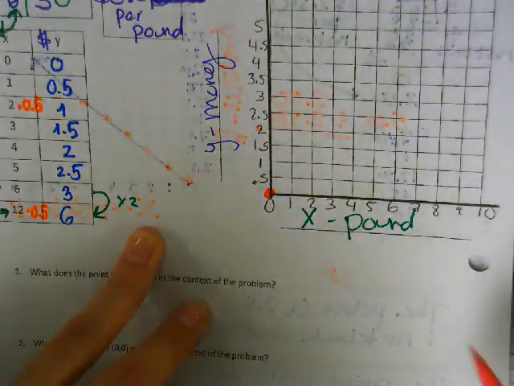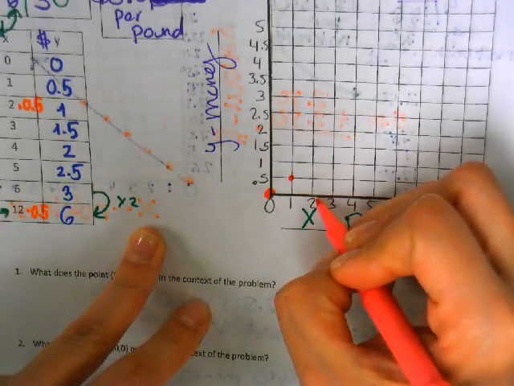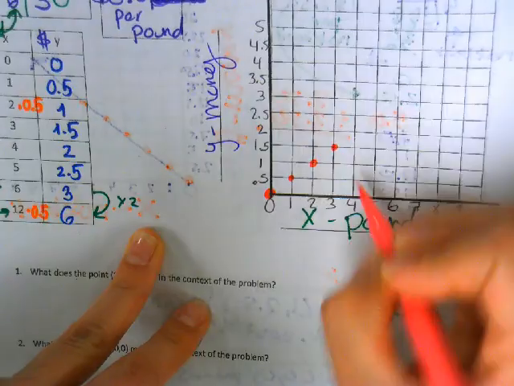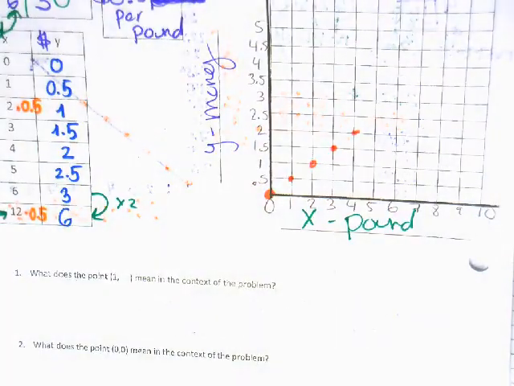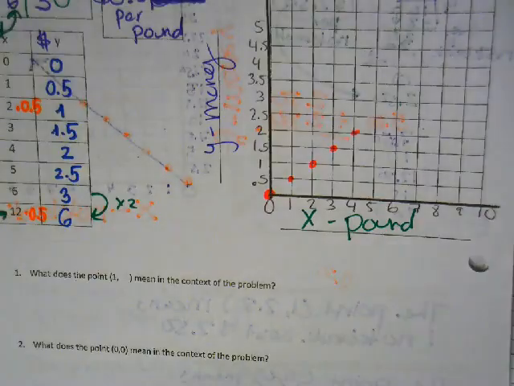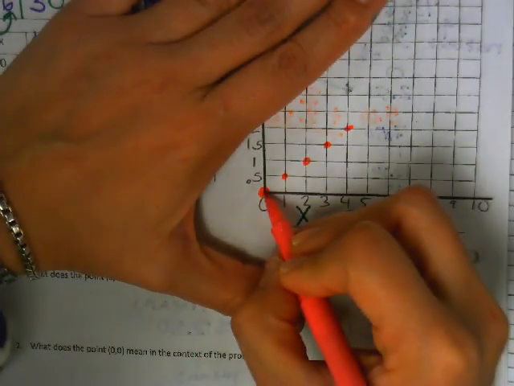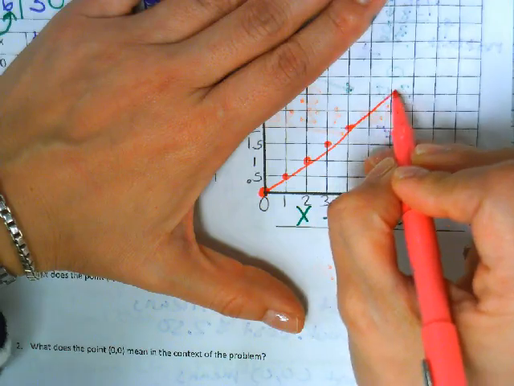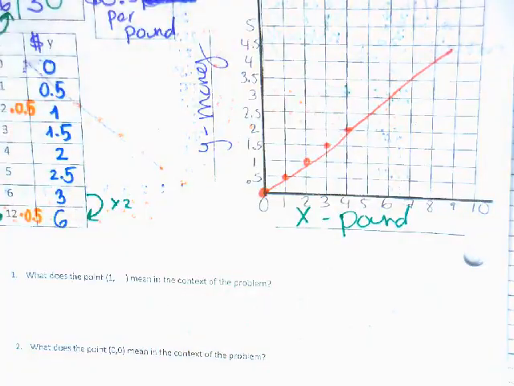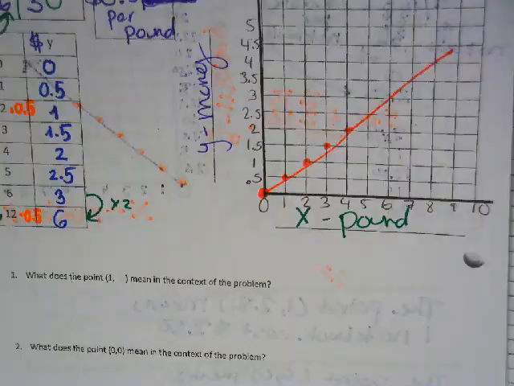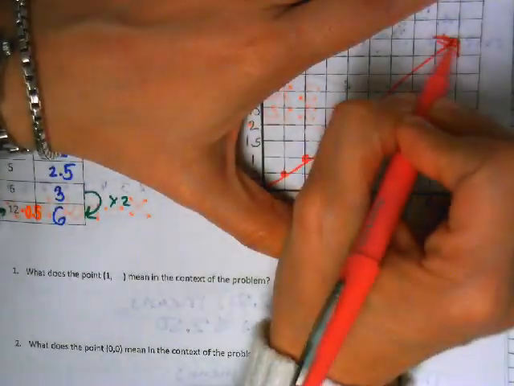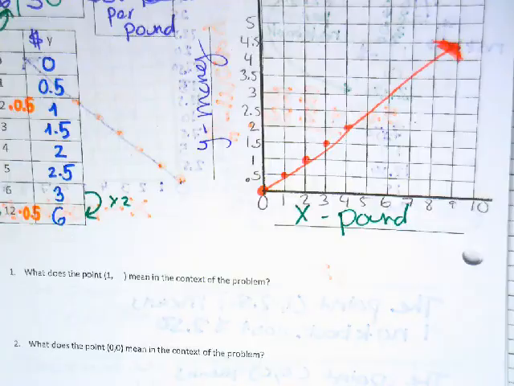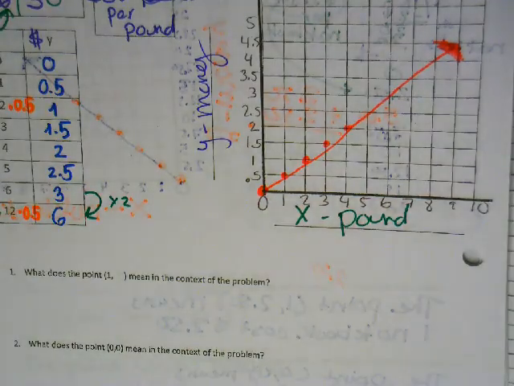Now my next dot is 1, 50 cents. 2 pounds is $1. 3 pounds is $1.50. 4 pounds is $2. All of my dots should be in a nice straight line. When I connect it to the best of my abilities with my steady hand, wow, look at me. What do I need at the end of my line? An arrow. Why? Because it continues. Just because my graph stopped does not mean that my story stopped. It keeps going. So, draw it, connect it, and an arrow.